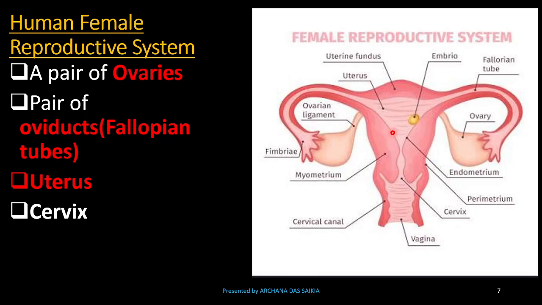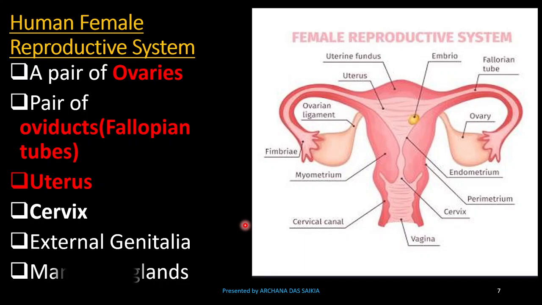Besides that, of course, it has the cervix, which is the opening of the uterus, a thin narrow passage in the uterus, which leads to the external genitalia, that is the vagina. So these are the main parts of the human female reproductive system. Also, there is the presence of mammary glands. These are secondary features. Mammary glands are not present within this reproductive system but are located in the chest region.